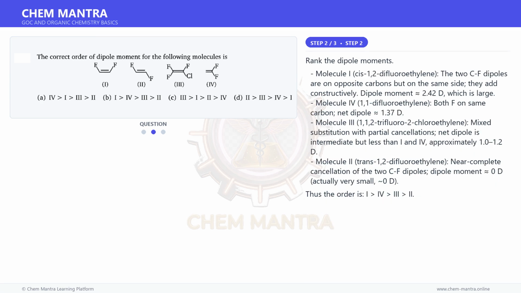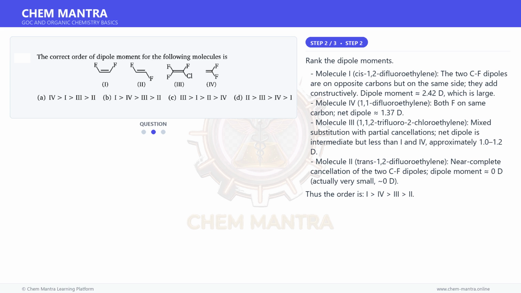Moving on to the next step. Rank the dipole moments. Molecule 1, cis-1,2-difluoroethylene. The two C-F dipoles are on opposite carbons but on the same side, so they add constructively. Dipole moment 2.4 D, which is large. Molecule 4, 1,1-difluoroethylene. Both F on the same carbon, net dipole 1.37 D.